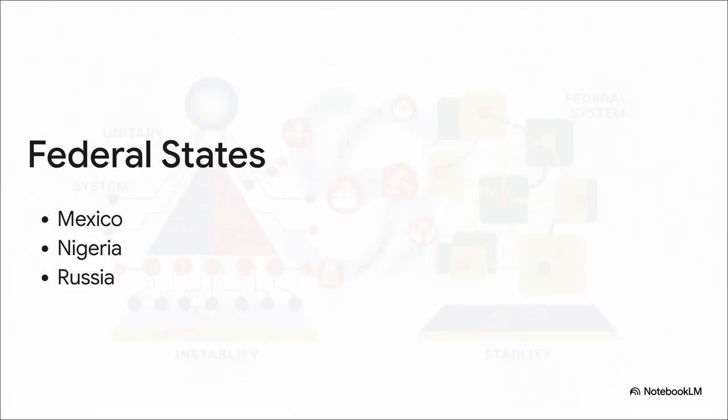And here are the core examples for federalism. Mexico, Nigeria, and Russia all split their power. This is often a strategy to keep things stable, especially in countries with a ton of diversity. Just look at Nigeria. Its federal system is specifically designed to give its many ethnic groups some say over their own local affairs. Now, it's a constant balancing act, but that's the idea.